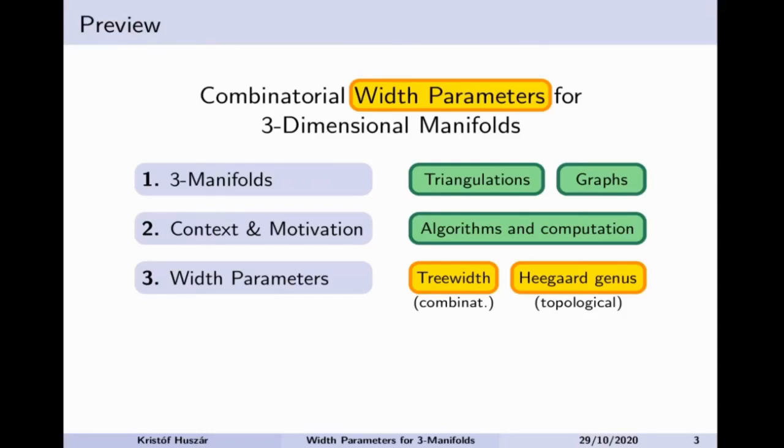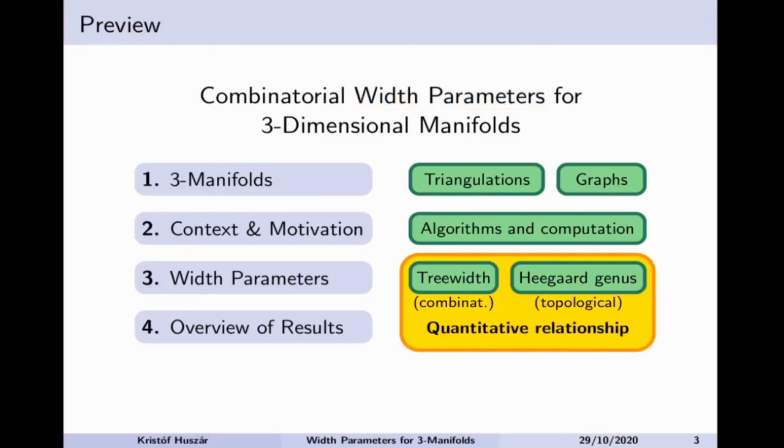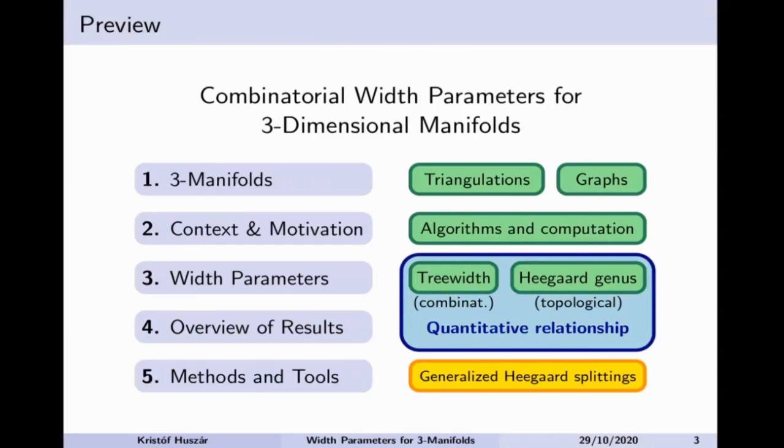And then in the second part of the talk, I would like to present an overview of the results, which are mainly quantitative relationships between these width parameters of different natures. And not too in detail, but I will also talk a bit about the methods and the tools, which are generalized Heegaard splittings.